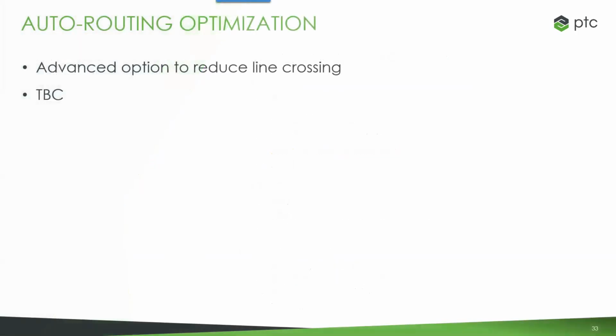The next usability enhancement is around auto routing, and we want to introduce an option to reduce the line crossing that occurs. Most of the algorithm that we use prioritizes directness in the link, but we want to have an option where you can prioritize no line crossing and avoiding that. So exactly what we're going to provide is still to be confirmed, but hopefully we'll have some good improvements in this area as well.